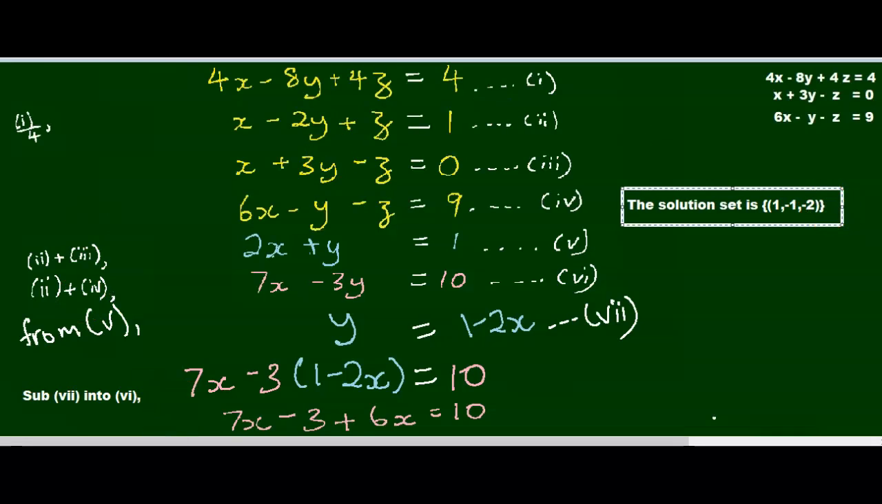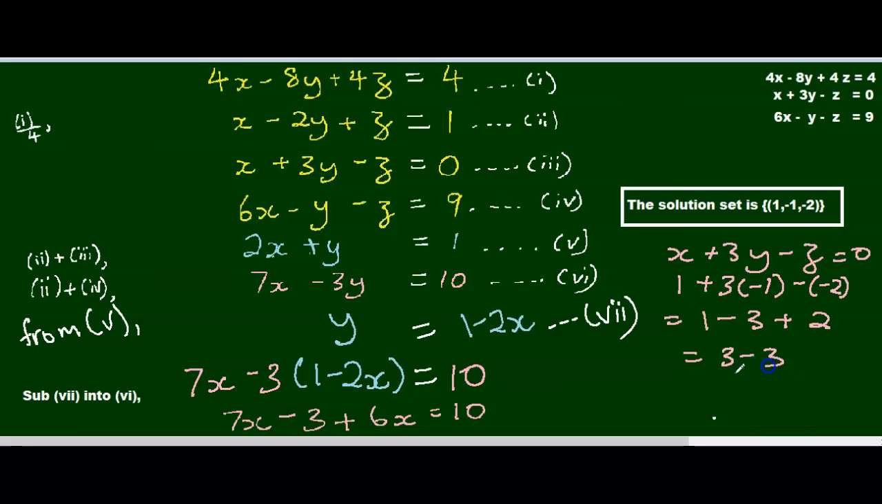And if you want to check your answer, you can do so by plugging in your values into any one of the equations. I'm going to choose equation 3 as a quick check. So x plus 3y minus z, is that equal to 0? Let's plug it in. 1 plus 3 times -1 minus -2 equals 1 minus 3 plus 2, which is 3 minus 3, which equals 0. This checks out. So good chance your solution is correct, but you can go ahead and plug in your final answer into another equation to make doubly sure.